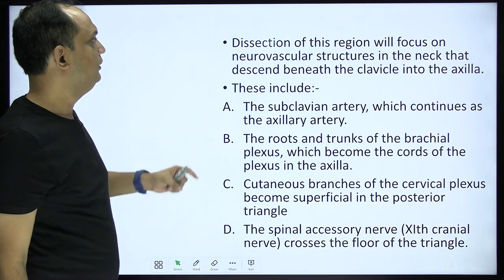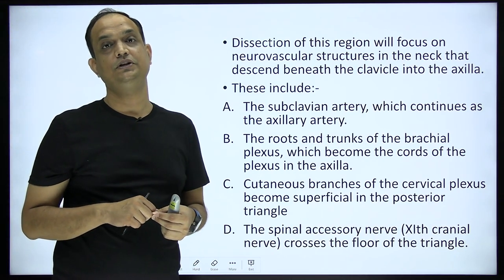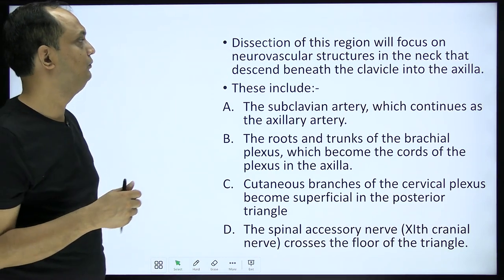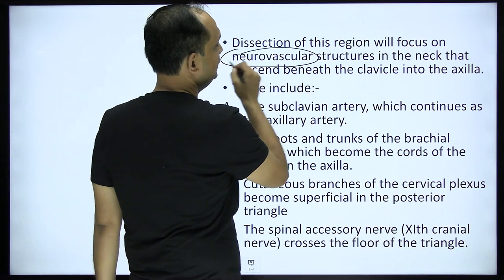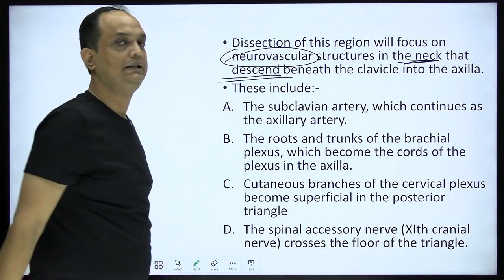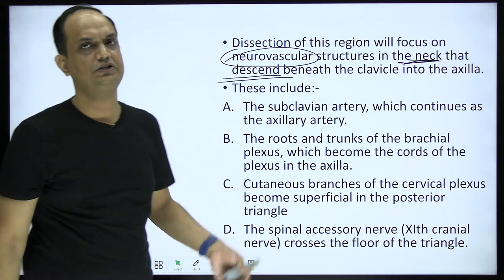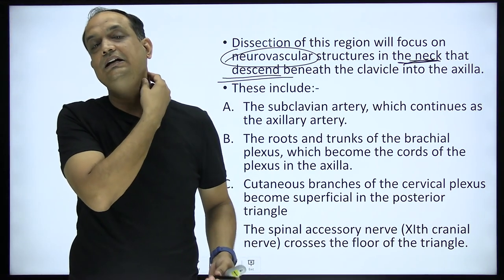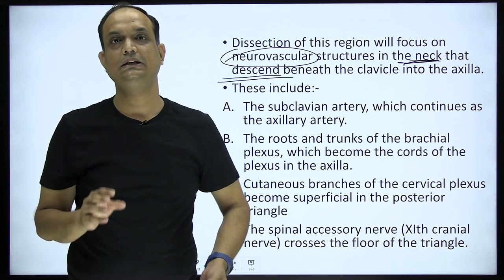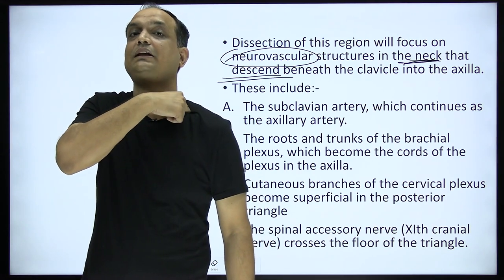plexus. Now why are we going to read this posterior triangle, or what is its actual importance? Because the dissection of this region will focus on the neurovascular structures present in the neck, which ultimately descend beneath the clavicle to enter into the axilla. Here we read all the structures that leave the neck, pass behind the clavicle through the axilla and go into the upper limb. And in the class of axilla we have discussed that this is known as the cervico-axillary canal.